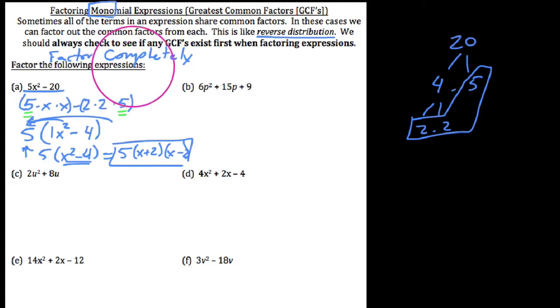Looking through the expression on letter B, are there any greatest common factors between 6p squared, 15p, and 9? I notice that 6, 15, and 9 all share a common factor of 3. And I notice that not everybody has p's here.